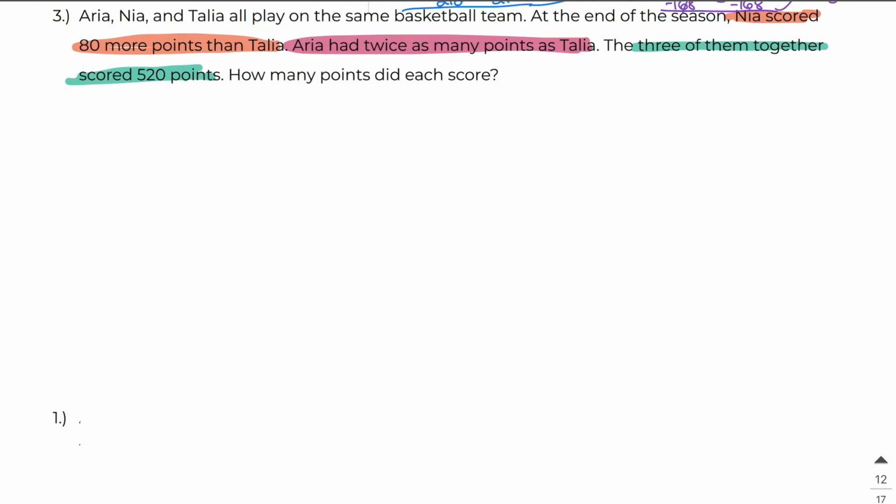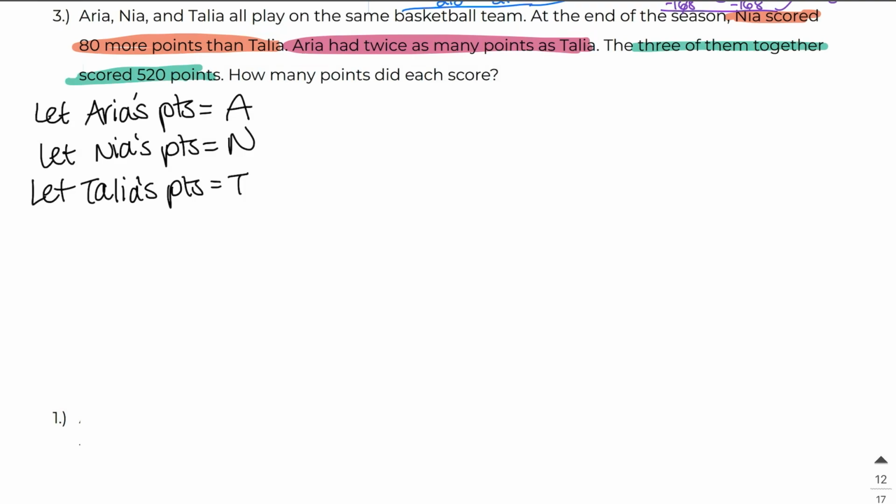So, for starters, in this question, there's actually three things that I don't know. I don't know Arya's points, so I'll call this A. I don't know Nia's points, so I'll call this N. And I don't know Talia's points, so I'll call this T. Because I have three variables here, that means I'm going to need to write three equations. Three variables means three equations.